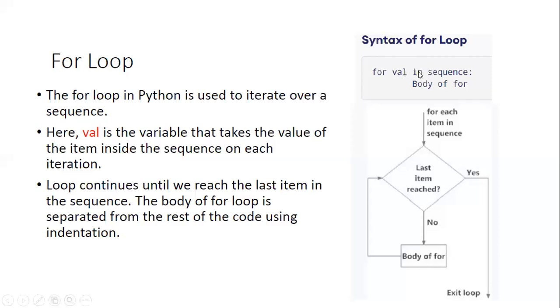Then the sequence can be a list, or it can be a tuple, or a dictionary or set. Currently we have seen the example of a list, so we can try with that. After that, we'll have the body of the for loop. So for each item that is there in the sequence, that is checked. From where it is checked? From this value. From this value the sequence will be running, and whatever is there in the body will be printed.